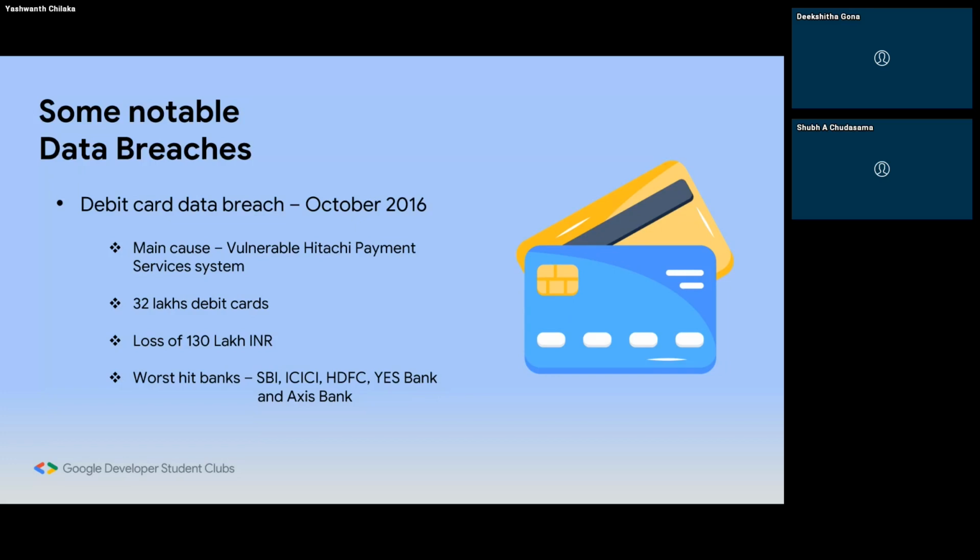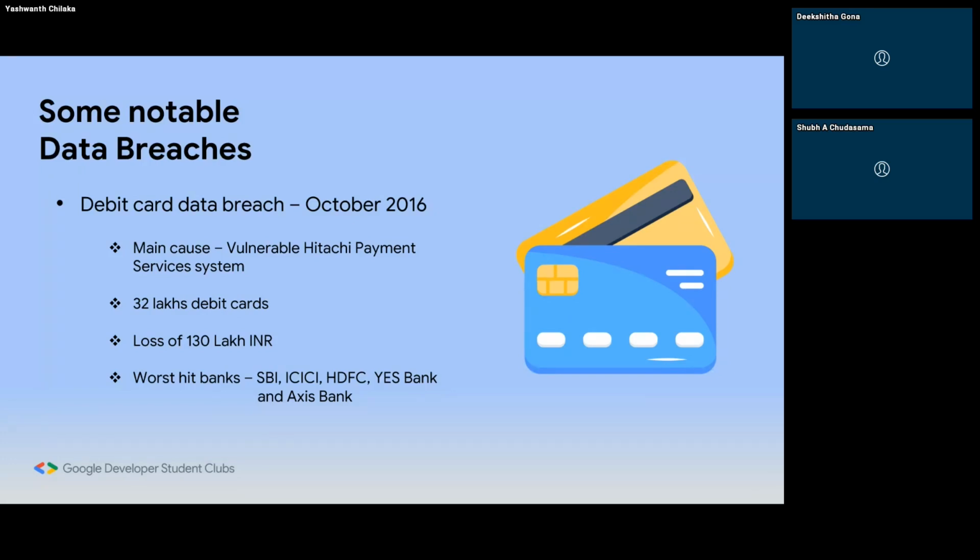The interesting part of this data breach is that it remained undetected for 6 weeks, which is a huge time from a cybersecurity point of view. The major hit banks reported it because of the usage of fraudulent cards for transactions in China and the US, while the cardholders were in India.